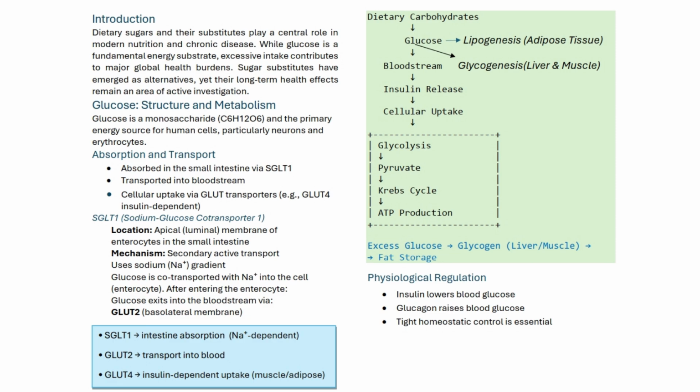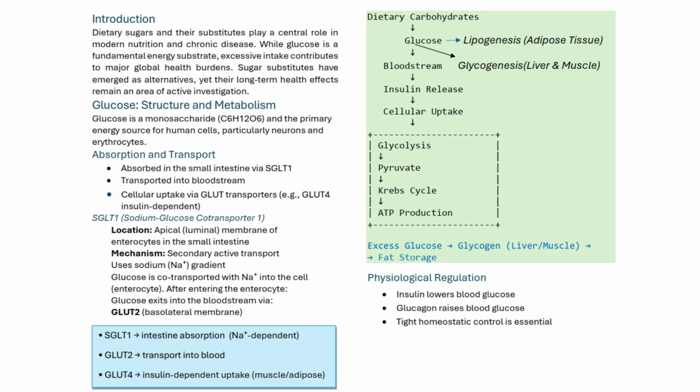Glucose, a monosaccharide with the chemical formula C6H12O6, is primarily absorbed in the small intestine through the sodium glucose cotransporter 1, SGLT1, which utilizes a sodium gradient for secondary active transport. Once inside the enterocyte, glucose exits into the bloodstream via GLUT2 transporters.